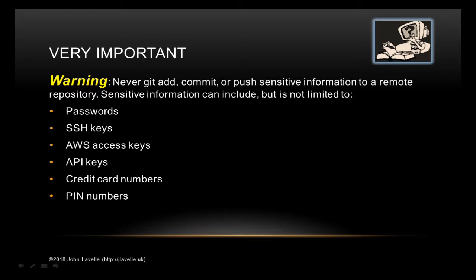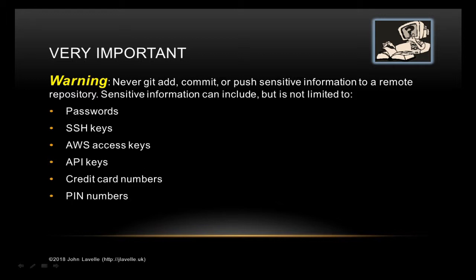On GitHub, you must never put passwords, SSH keys, your cloud access keys, API keys, your credit card numbers, or your PIN numbers, because remember, this is public. If you put it up there, everybody can see it.